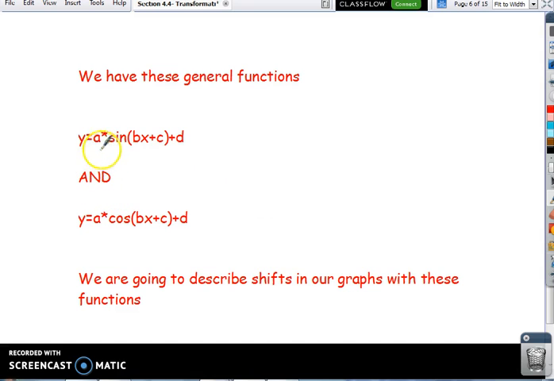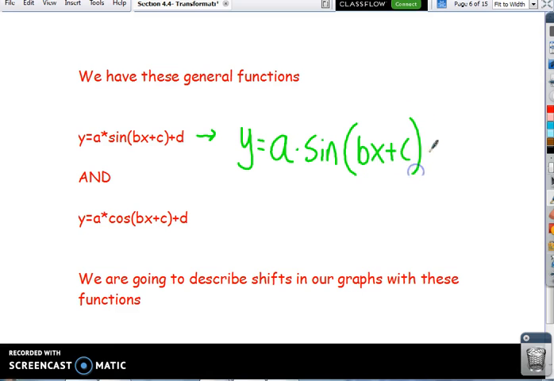Y equals A times the sine of the quantity bx plus c, plus a d value, and the same thing in terms of cosine. That star, by the way, means multiplication. So essentially, to pick on the sine version here, we have y equals A times the sine of bx, or b theta, plus a c value. That's not as complicated as it gets.